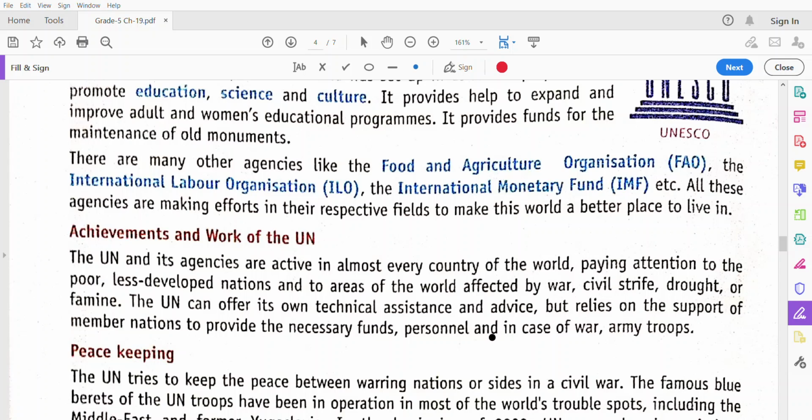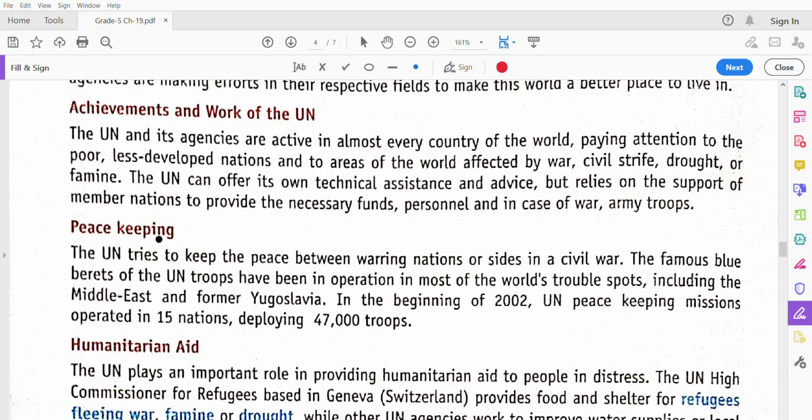And it supports the member nations also, those who are members of the United Nations. This UN helps those countries in times of war or when they need army troops. And this UN tries to keep the peace between warring nations, to settle disputes between the countries. The famous blue berets of the UN troops have been in operation in most of the world's trouble spots. Whenever there is any problem, any natural calamity like floods or tsunamis, then this UN is helping that country.